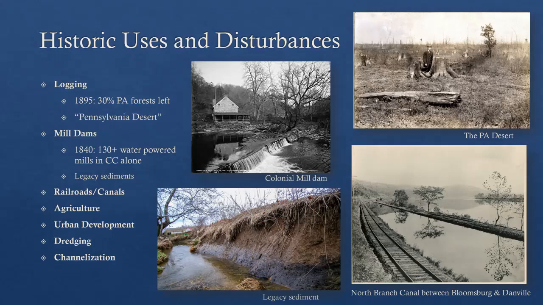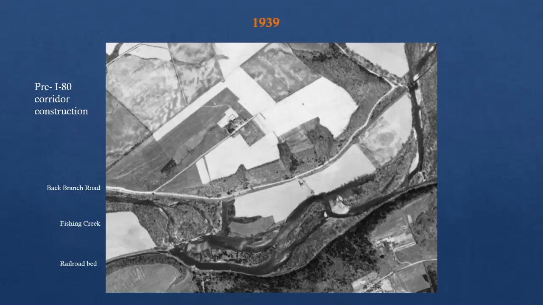And of course, we've messed with streams in terms of building railroads along them and canals directly through towns, all the development, dredging, channelization we've done in the past. So I just wanted to mention that it's really important to note that historic uses are also impacting what we're doing and what's happening today. It's not just what you're doing on your property that's affecting the stream. These are very long time scale type events when we talk about streams.